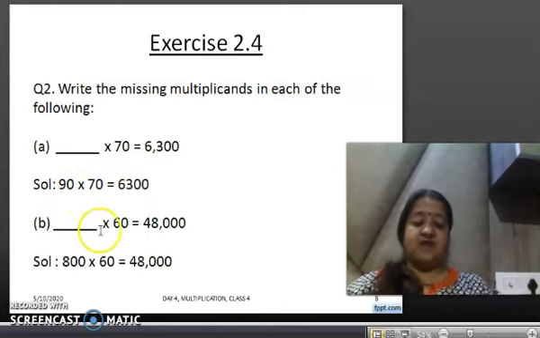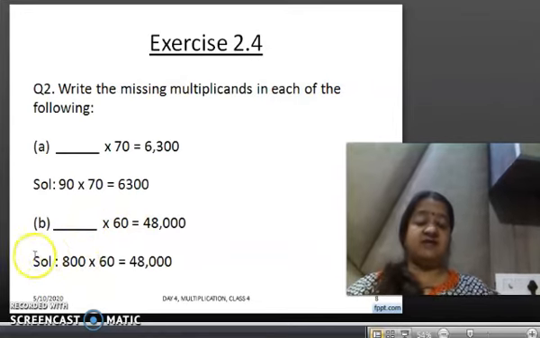Next part. What should I multiply 6 by to get 48? 8? Yes. How many zeros do I have in the answer? 3. One is in the multiplier. So how many zeros will be there in the multiplicand? 2. So the answer will be 800.